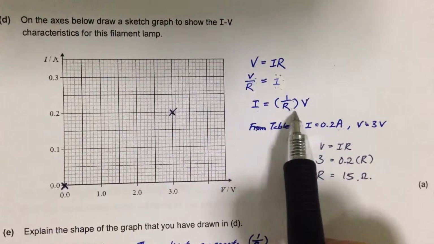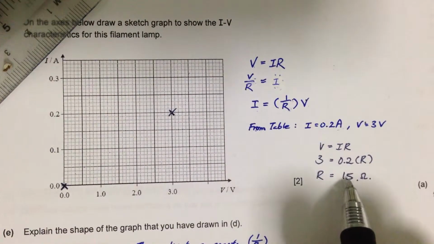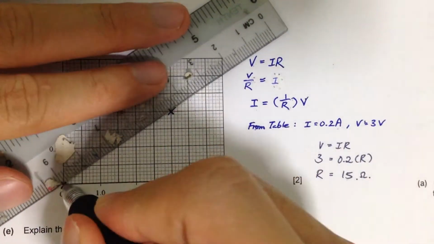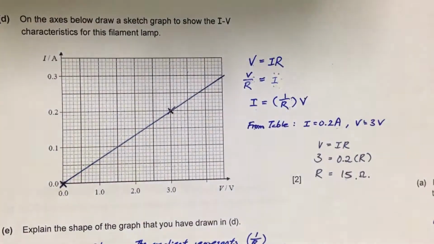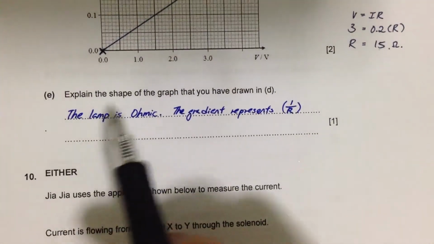From this relationship, you know that it is going to be a straight line, because you just worked out that r is going to have a fixed value. So the gradient is going to be constant, and it's going to be positive. So, ta-da! This would be your relationship. Okay, and explain the shape of the graph.